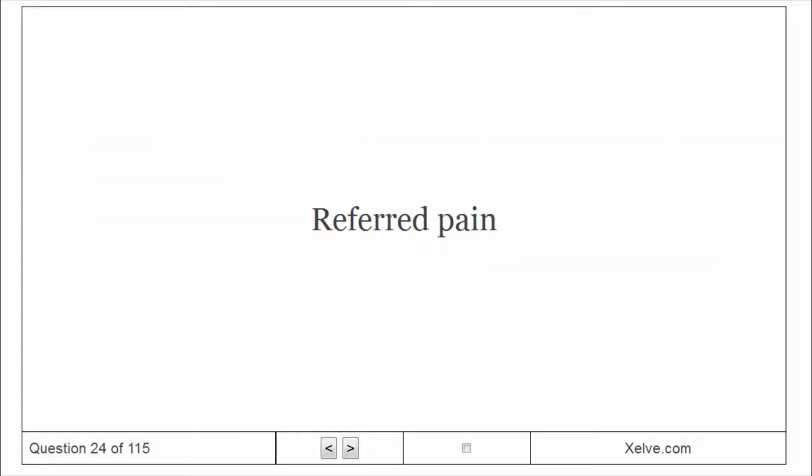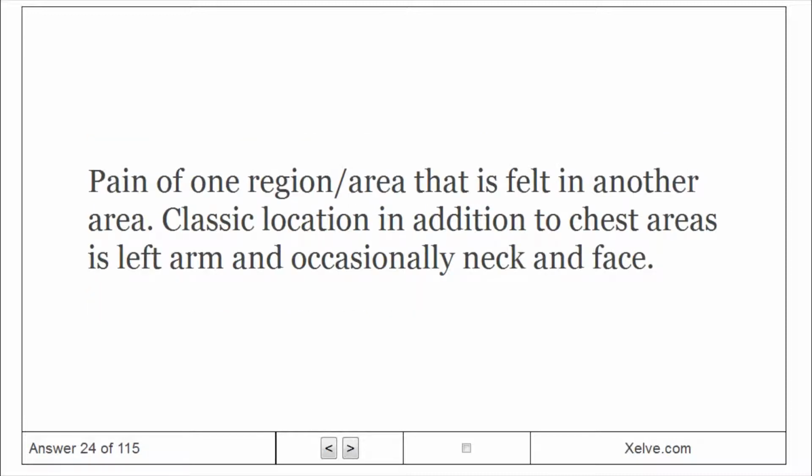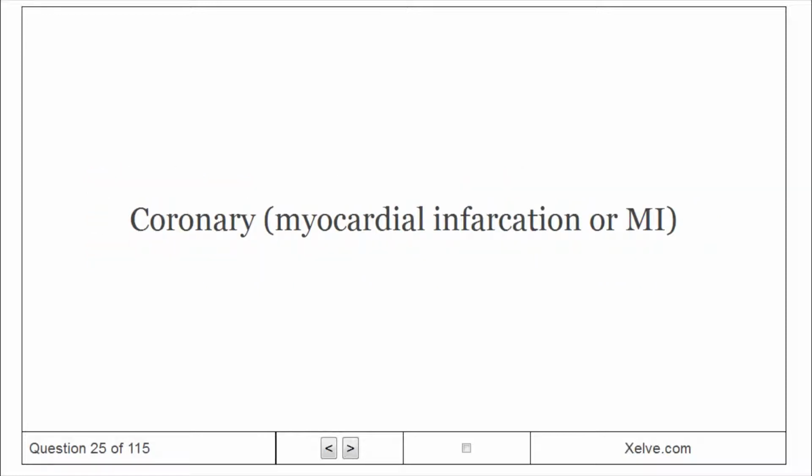Referred pain. Pain of one region felt in another area. Classic location in addition to chest areas is the left arm and occasionally the neck and face. Coronary, myocardial infarction or MI.